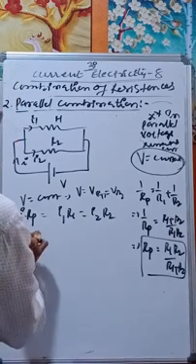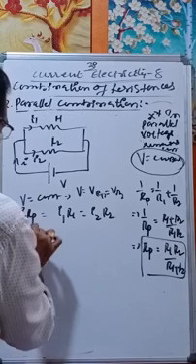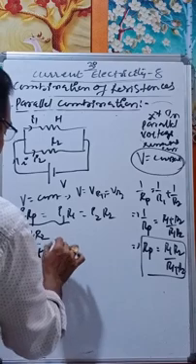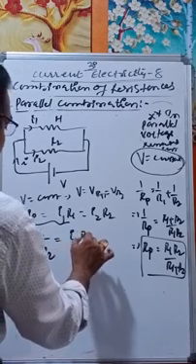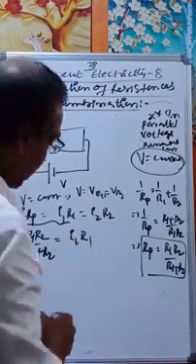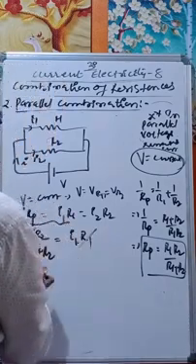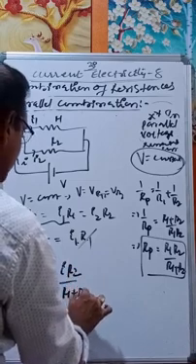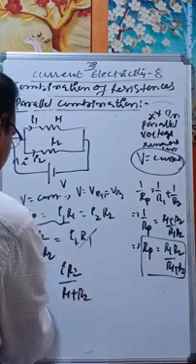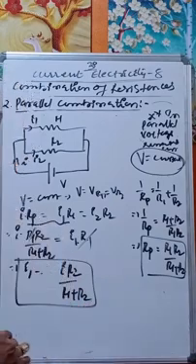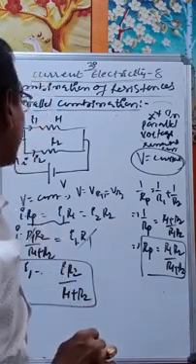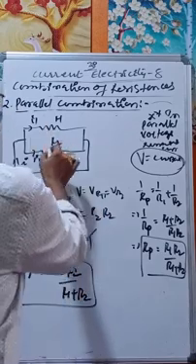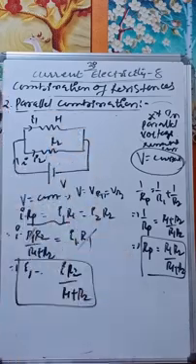This implies I into what is Rp? First take these two. I times R1 R2 by (R1 plus R2) is equal to I1 R1. R1 gets cancelled. This implies I1 is equal to I R2 by (R1 plus R2).